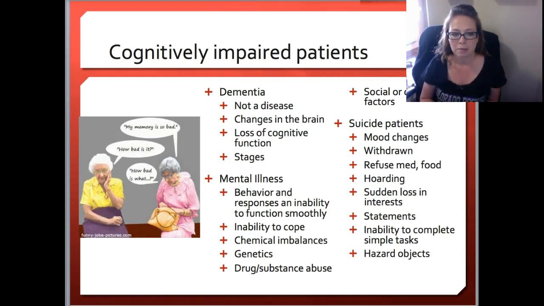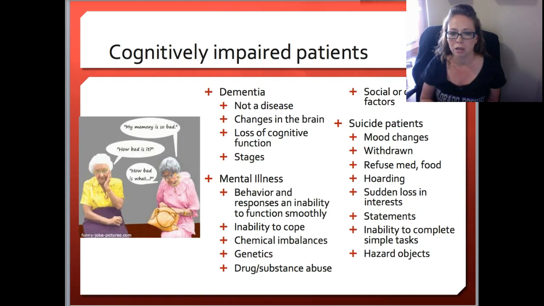Mental illness is a cognitive impairment too. You're going to see different mental illnesses depending on where you work. So be aware that there are tons of different reasons why a person's having a change in their mental status. Keep in mind, if it's abrupt and sudden, make sure to report that to your nurse or your healthcare provider.